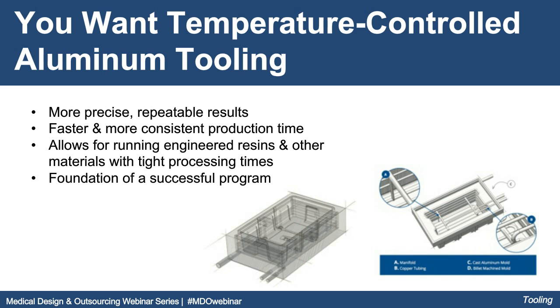You also get faster and more consistent production time. So being able to run parts efficiently in a volume setting is what you need this tooling for. It allows you to run engineered resins and other materials with tight processing times. If you're looking for things like polycarbonate, or high-impact materials, polycarbonate ABS, low smoke, low tox materials that have tighter forming windows, your tooling is going to help you maintain a part that is repeatable, part-to-part, run-to-run.